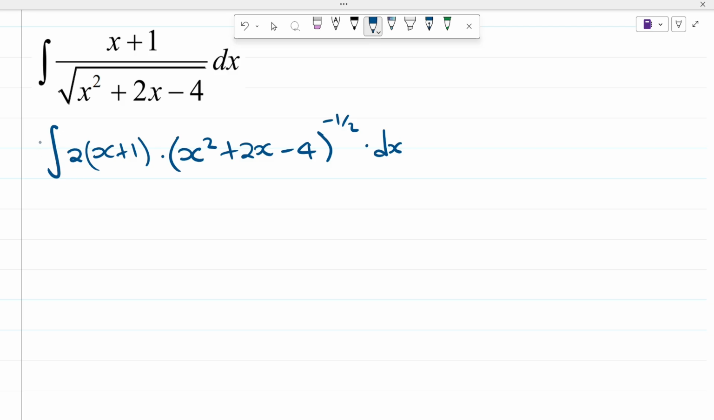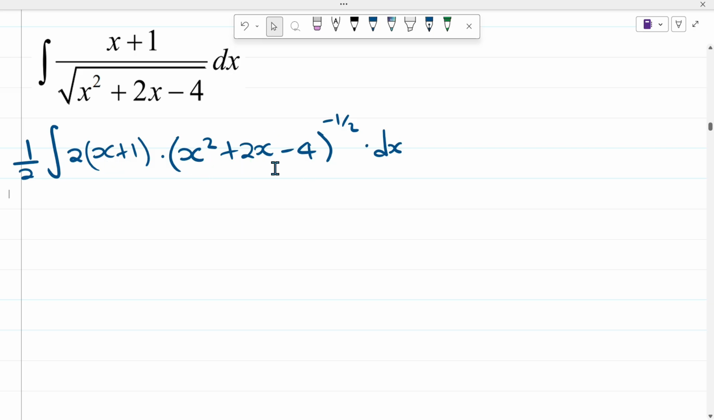But then the 2 was not there initially in our equation, so we must cancel it out by multiplying by 1 over 2, so that the 2 and 2 cancel out, and we still have the same question that we are solving. So now our general power rule can be applied nicely because of what? Because we have a function and its derivative there outside. So 2x plus 2 is the derivative of this.